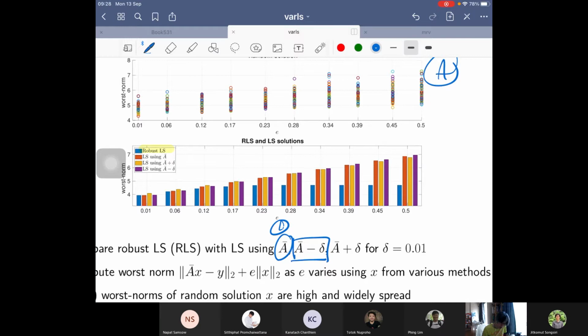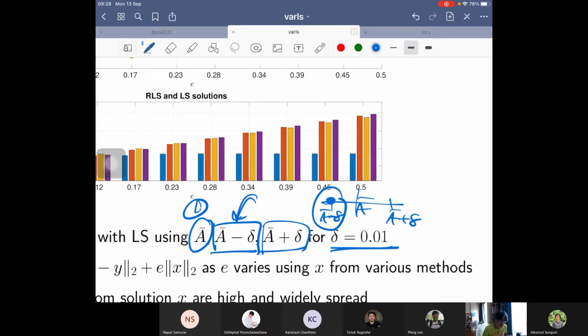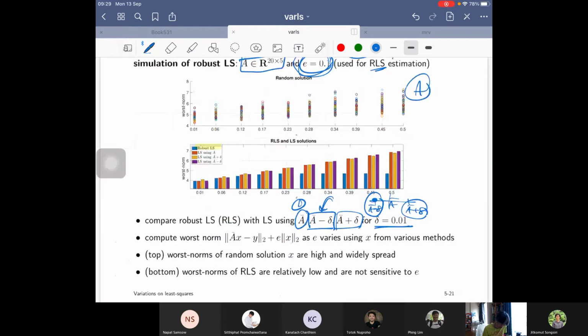I think of this as the values of A. Suppose my A bar is here, A bar minus delta is here, A bar plus delta is here. I try to use the extreme side of my A, the extreme side to the left, and heuristically I use delta around 0.01. Another case is I use A bar plus delta, the extreme side of my uncertain A on the right hand side.